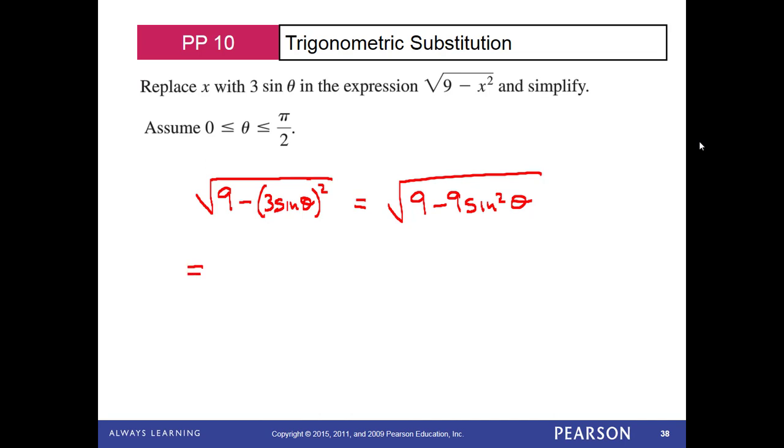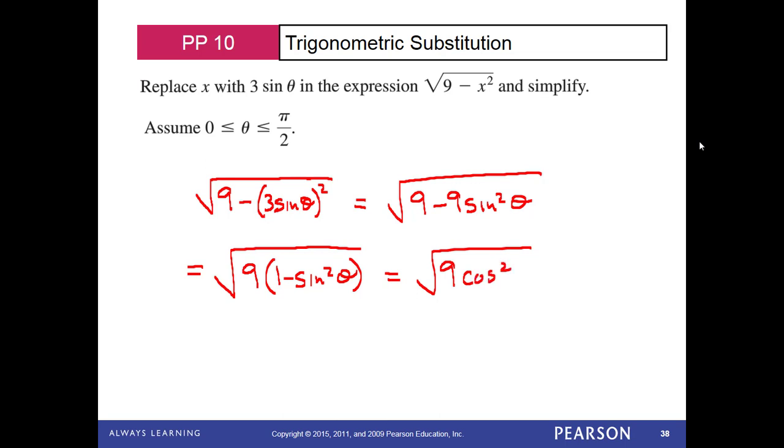And notice real quick here, you have double 9s inside there. So that means we're going to factor out a 9. We're going to put 1 minus sine squared theta. And by the Pythagorean Theorem identity, we know that to be cosine squared theta. And then we have ourselves a 3 cosine theta. Alright, again, just working with trigonometric substitution, something you will see in second semester calculus.